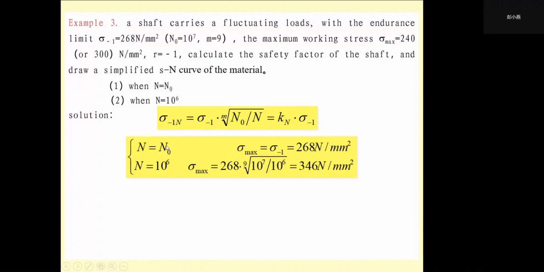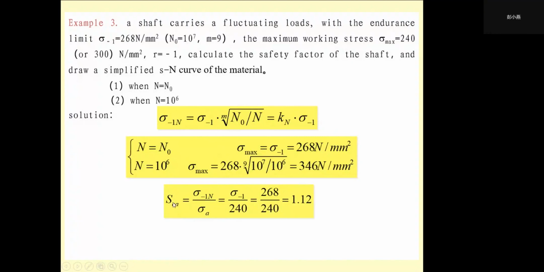When N is N0, then sigma -1N is sigma -1, is this. And when N is the 6th power of 10, the sigma -1N is sigma -1 times this, and it's 346.